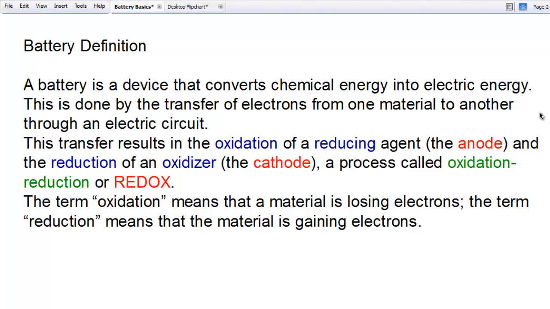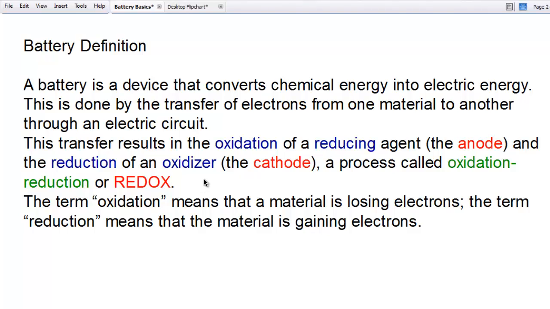A battery is simply a device that converts chemical energy into electrical energy. So batteries store chemical energy. That's important. This is done by transferring electrons. The way we convert chemical energy into electrical energy is to transfer electrons from one material to another through an electric circuit. This results in the oxidation of a reducing agent on the anode and the reduction of an oxidizer on the cathode. And this is called an oxidation-reduction, or redox, reaction.